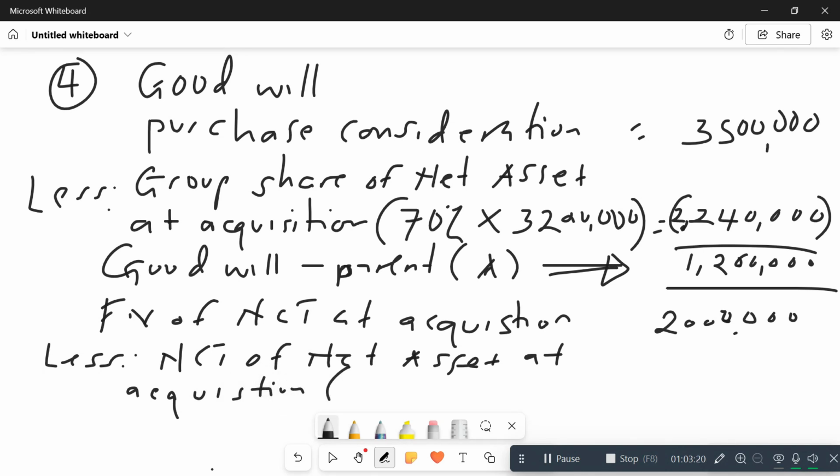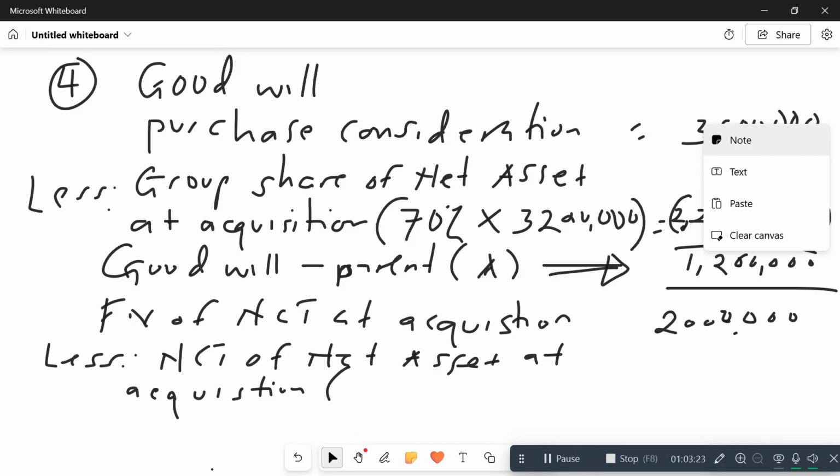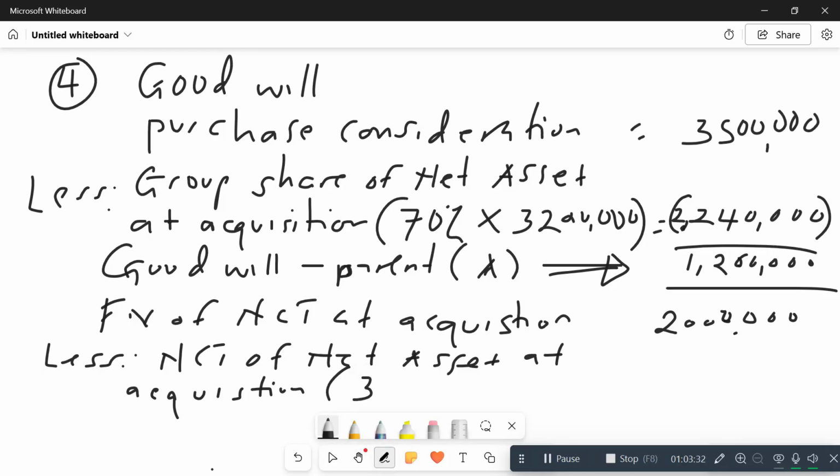Remember that the first share here was for group share of net asset at acquisition. Now this one down, you bring NCI's share, which is 30% of the same amount, 3.2, fair value of net assets at acquisition. If the other one was 70%, automatically the NCI will be 30%. The balance is NCI. So we shall get our 0.3 times 3.2, which is 96.